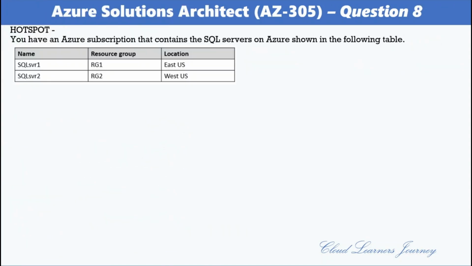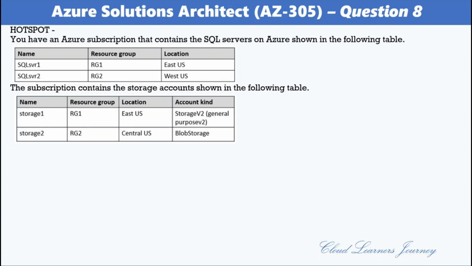Next, question number 8. You have an Azure subscription that contains the SQL servers on Azure shown in the following table. We have the columns name, resource group, and location. SQL SVR1 is in resource group RG1 at location East US. SQL SVR2 is in resource group RG2 at location West US. The subscription contains the storage accounts shown in the following table. We have the columns name, resource group, location, and account kind. Storage 1 is in resource group RG1 at location East US with account kind Storage V2 general purpose V2. Storage 2 is in resource group RG2 at location Central US with account kind blob storage.